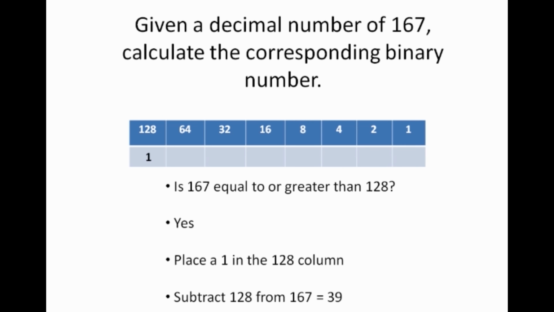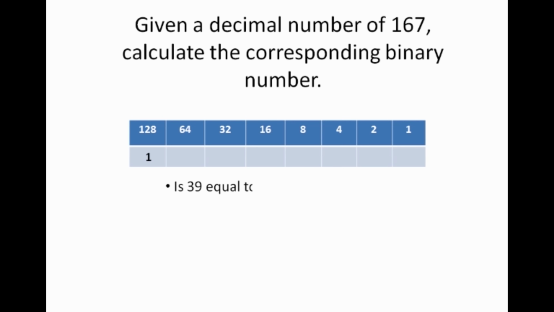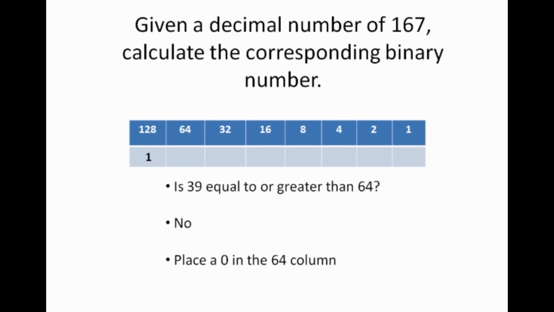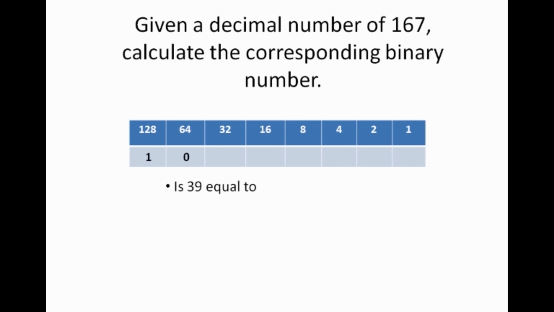Now, when we go to the next column, the 64 column, we're asking a different question. We're saying, is 39 equal to or greater than 64? 39 is the remainder after we subtracted 128 from 167. Is 39 equal to or greater than 64? In this case, no, it's not. If it's not, then we're going to place a 0 in the 64 column, and then we're going to move along. We're going to go over to the 32 column and ask, is 39 greater than or equal to 32?